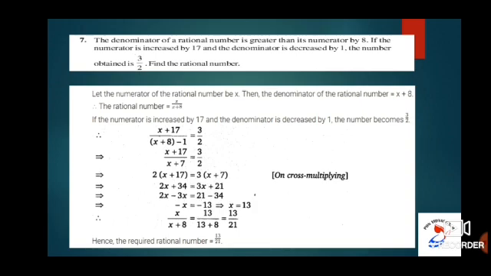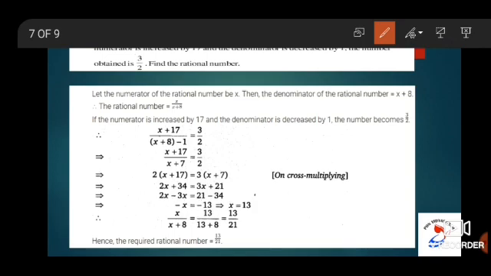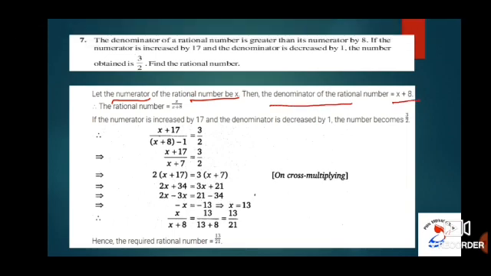Children, to solve this problem, let us first consider the numerator of the rational number to be x. Now the denominator will be x plus 8. How is it x plus 8? Look at the question. The denominator of a rational number is greater than the numerator by 8.